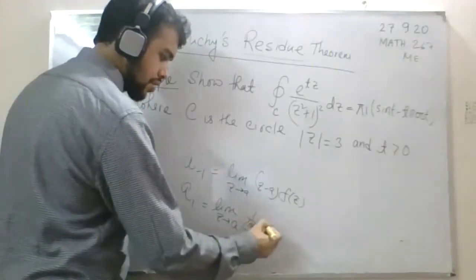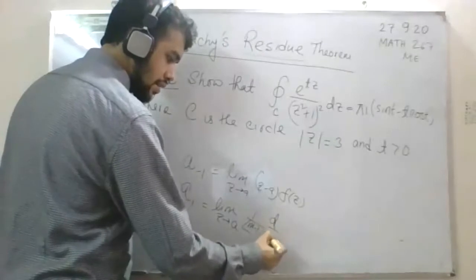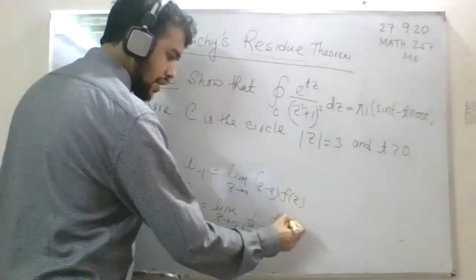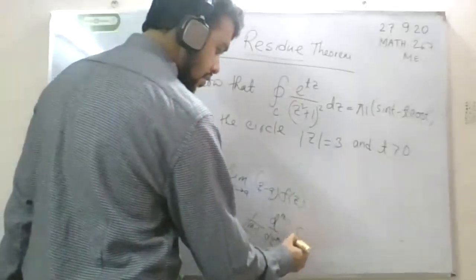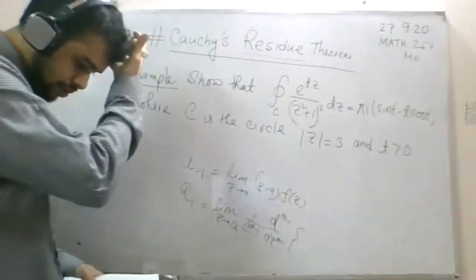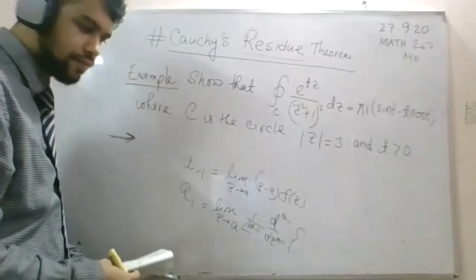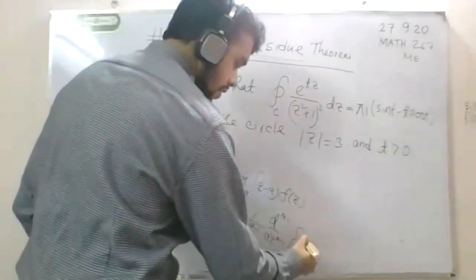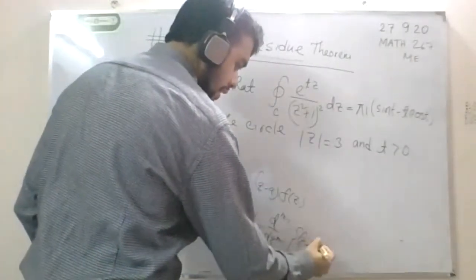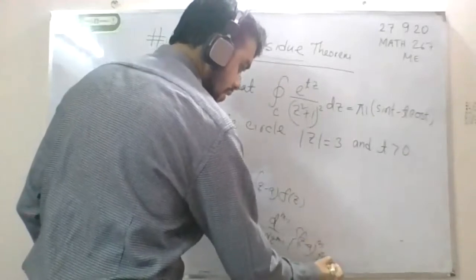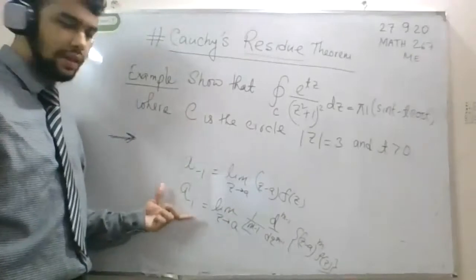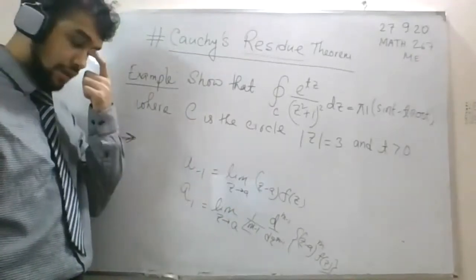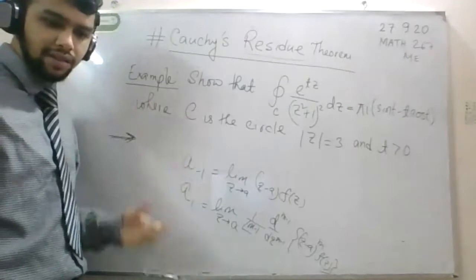It is 1 over factorial (m minus 1), d by dz to the power m minus 1, and then the limit of (z minus a) to the power m times f of z. So this is for the double pole, and this is the formula for the single pole to find out the residues.